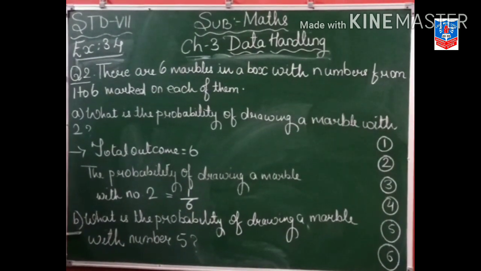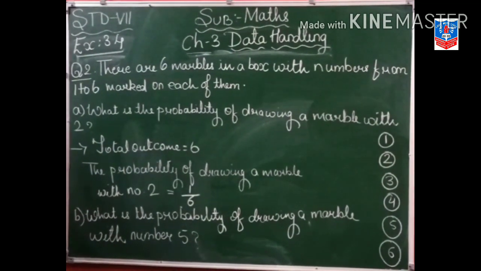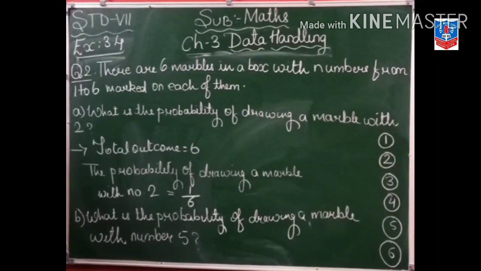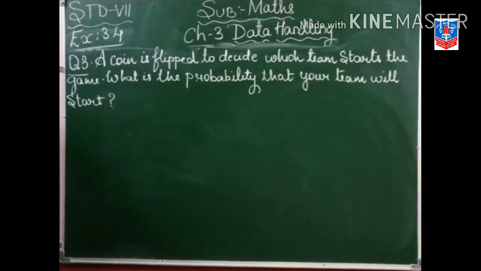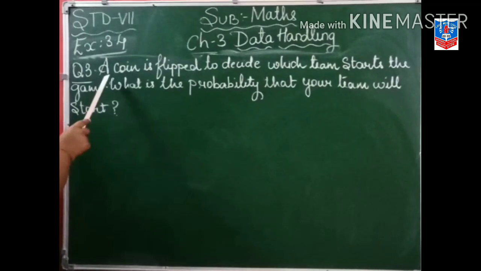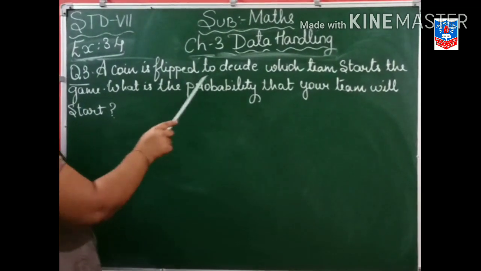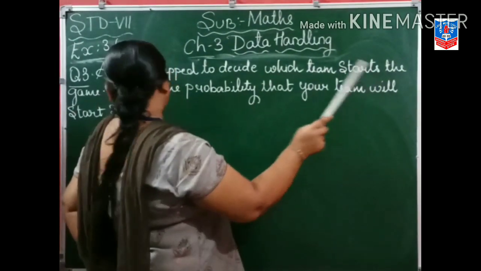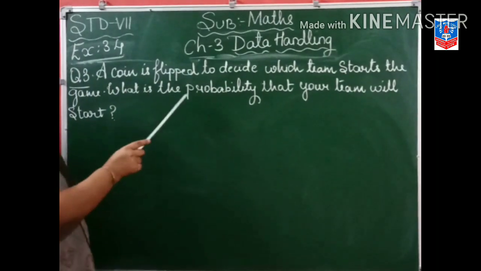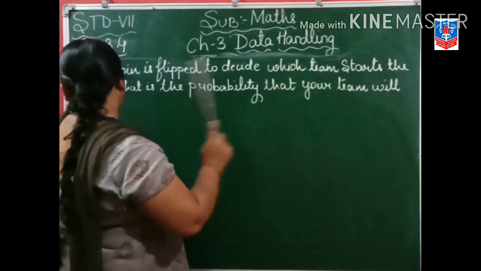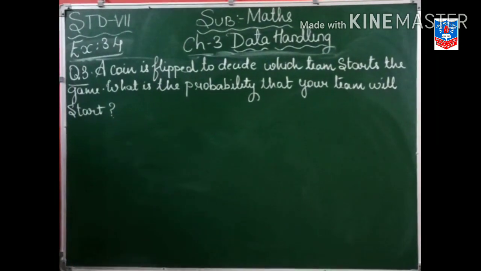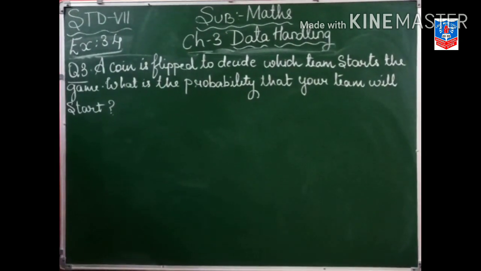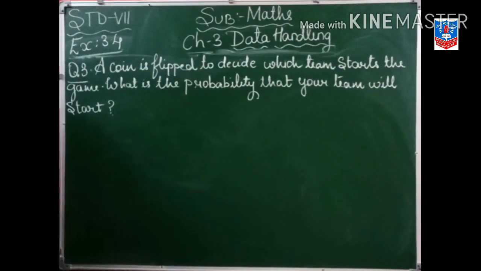Now B is like this. Same. Do this one. Question number 3. A coin is flipped to decide which team starts the game. What is the probability that your team will start? This is your homework. With this, we complete our chapter here.